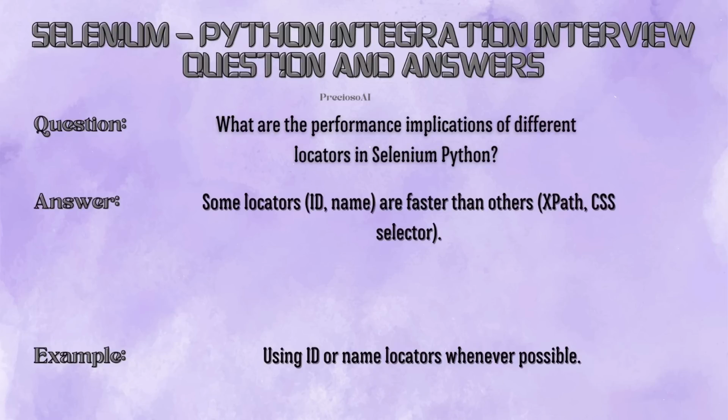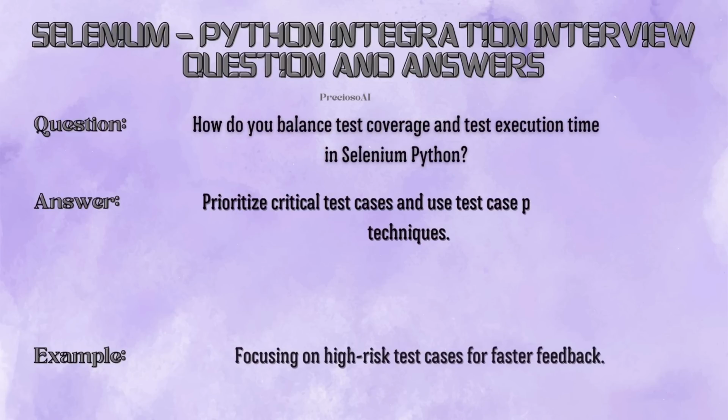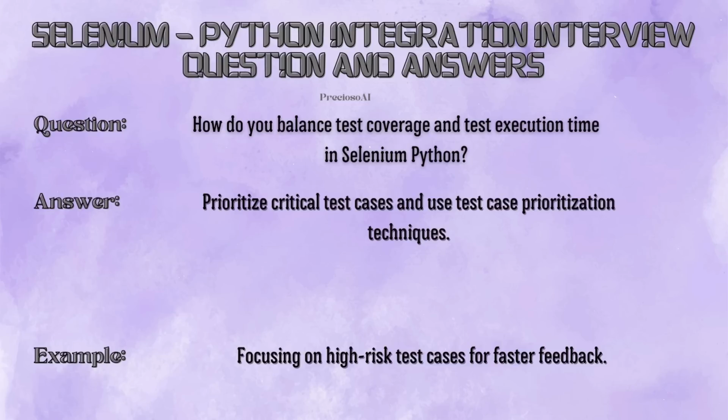And the answer is some locators, ID, name, are faster than others, XPath, CSS selector, for example using ID or name locators whenever possible. Next question is: how do you balance test coverage and test execution time in Selenium Python? And the answer is prioritize critical test cases and use test case prioritization techniques, for example focusing on high-risk test cases for faster feedback.